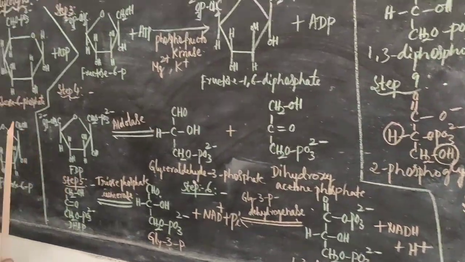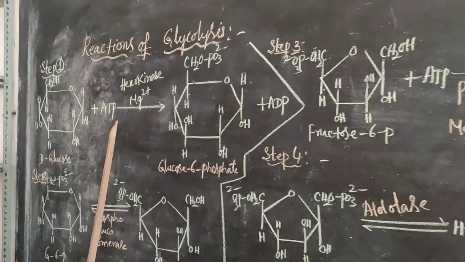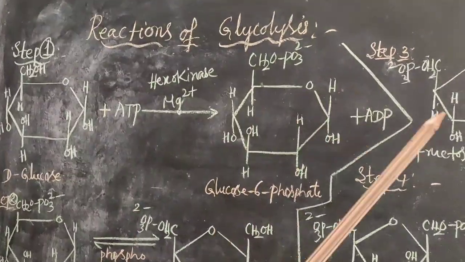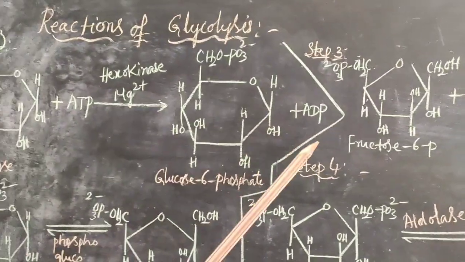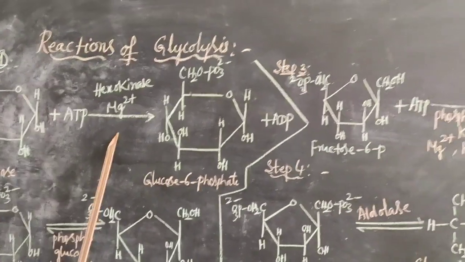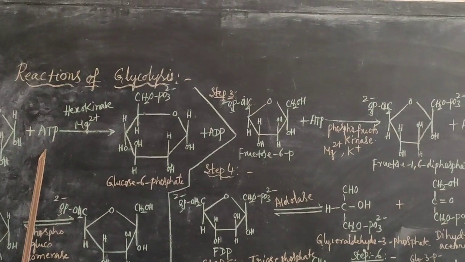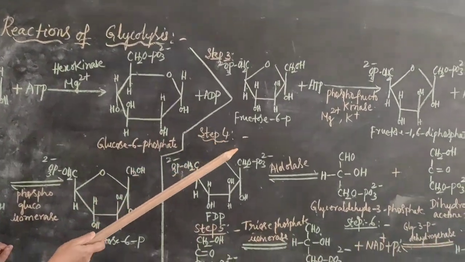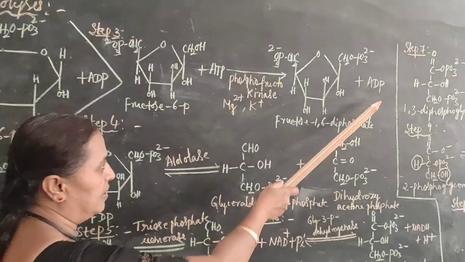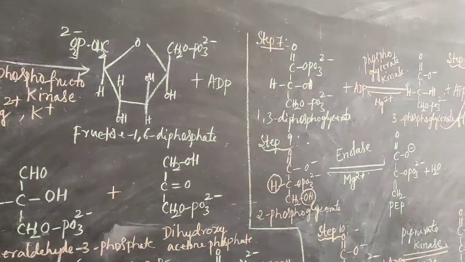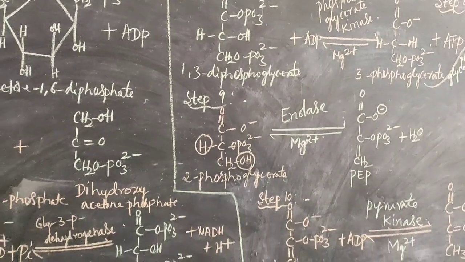In step number 1 and step number 3, these are the steps where ATP is utilized. And step number 7 and step number 10, the last step of glycolysis, are where ATPs are generated.